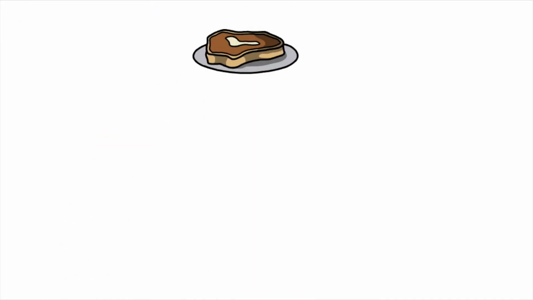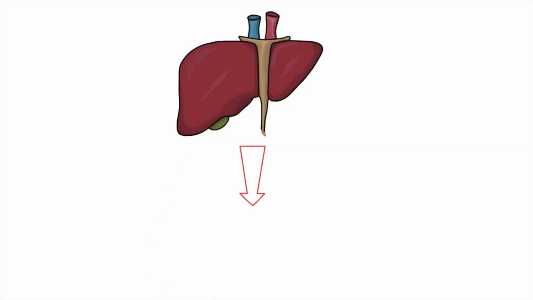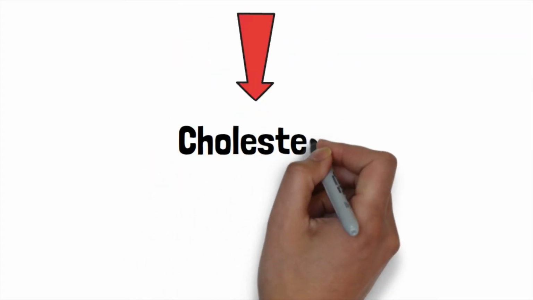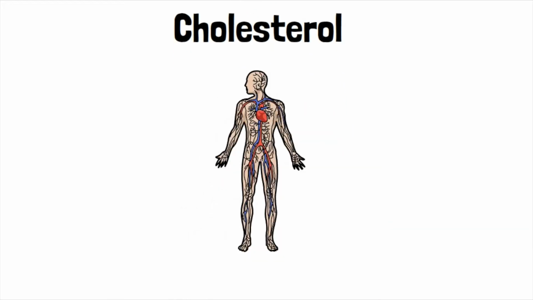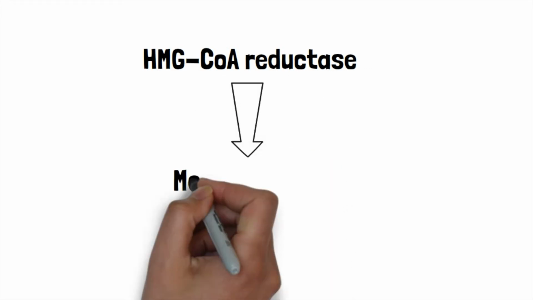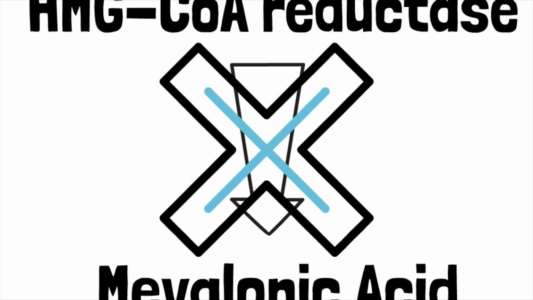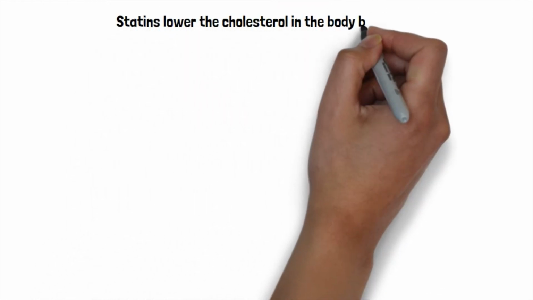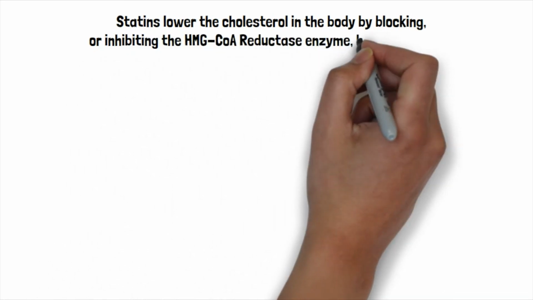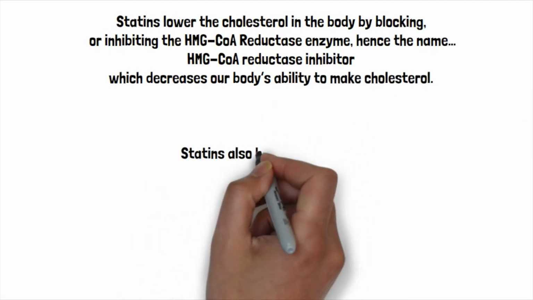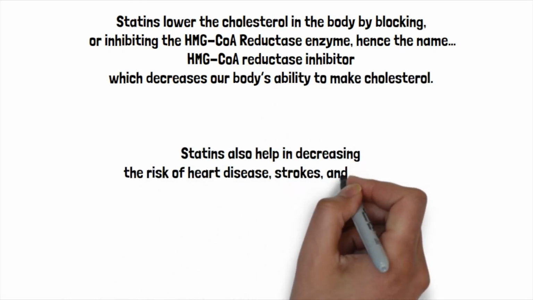Let's say somebody ate this steak, which is digested in the stomach, then processed through the liver. This causes the HMG-CoA reductase to go to work, which is processed into mevalonic acid, ultimately forming cholesterol, which is then dispensed throughout the body. But what if this process of HMG-CoA reductase into mevalonic acid could be blocked? This will lead to decreased cholesterol formation. Statins lower the cholesterol in the body by blocking or inhibiting the HMG-CoA reductase enzyme, hence the name HMG-CoA reductase inhibitor, which decreases our body's ability to make cholesterol.